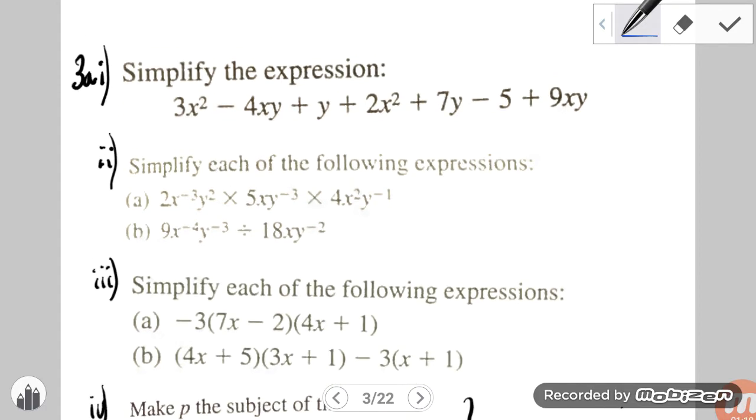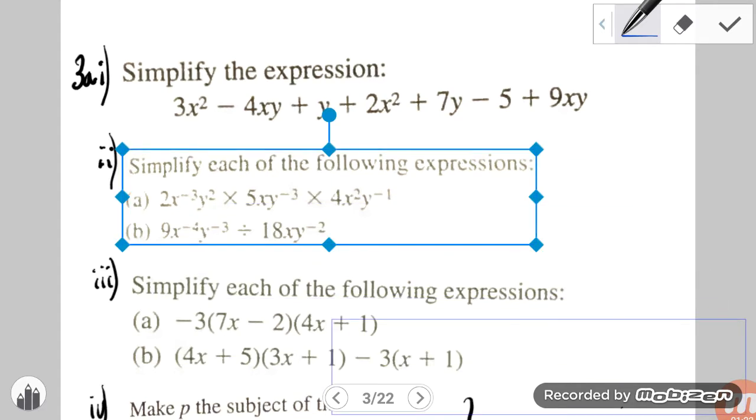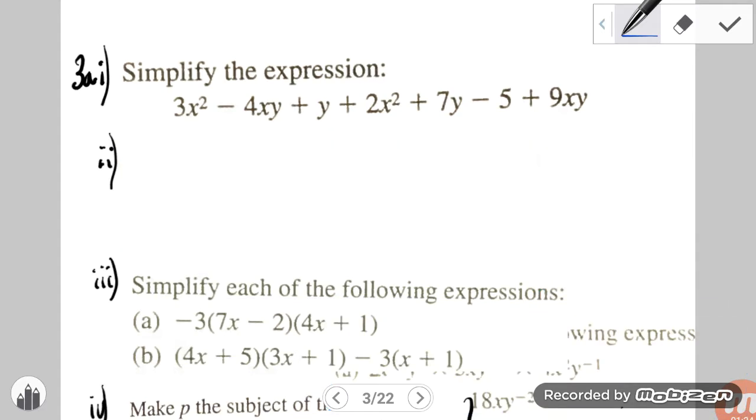Now here we are asked to simplify the expression 3x squared minus 4xy plus y plus 2x squared plus 7y minus 5 plus 9xy. Definitely going to need some space for this, so I'm going to move this down a little bit here. Alright, let's get into it.